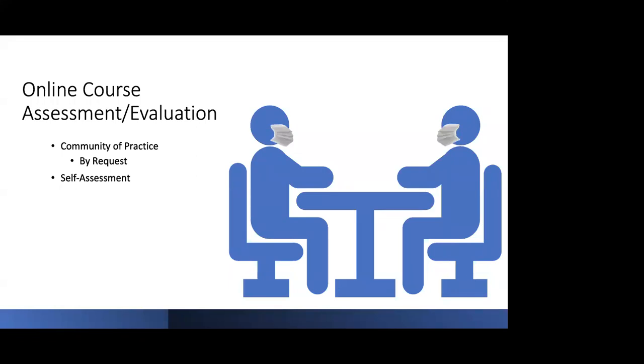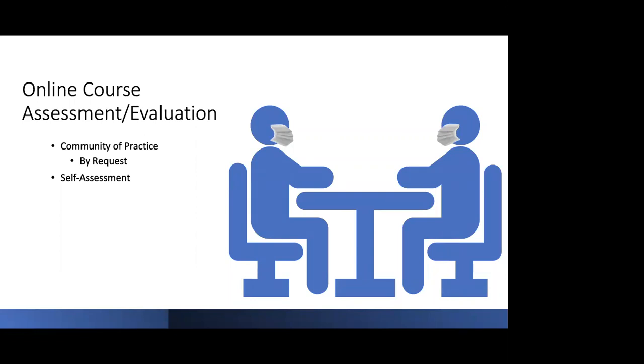How do I know that it flows well? How do I know that all of the information that's standard type information for online courses is all there? One way that you can find that out is through the application of a self-assessment or evaluation. Through the Office of Online Learning, there's a couple of different ways we can go through the course evaluation or assessment process.